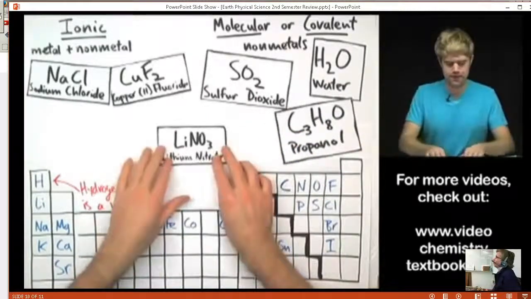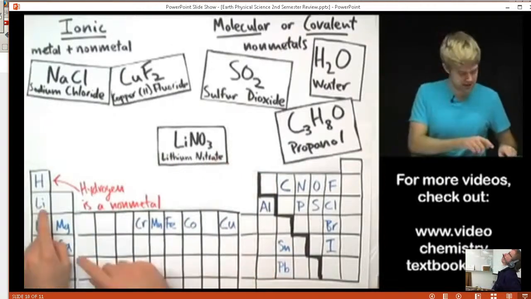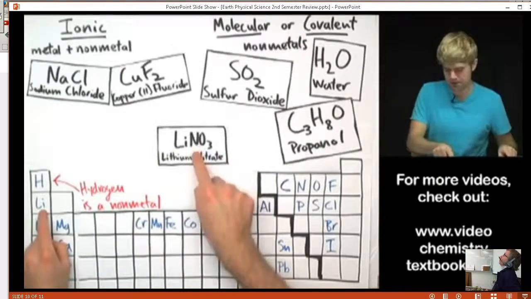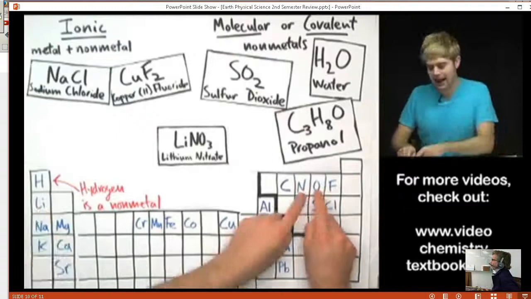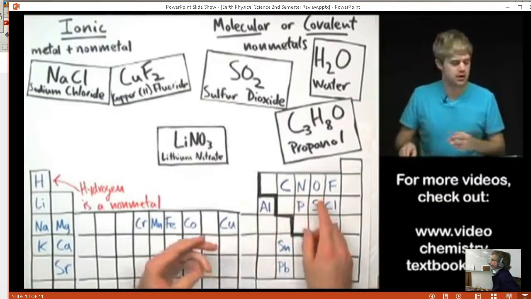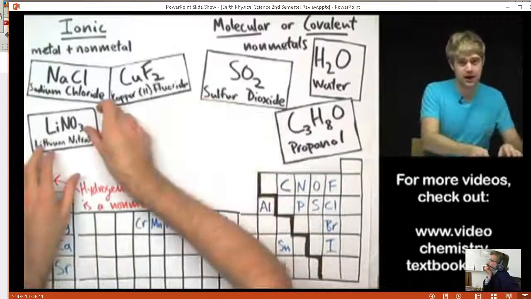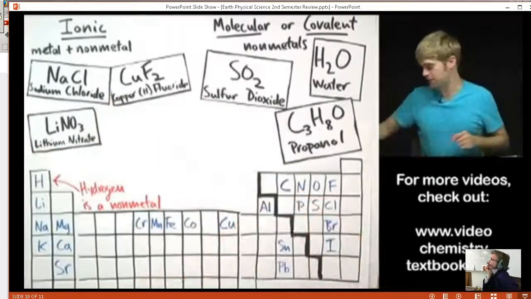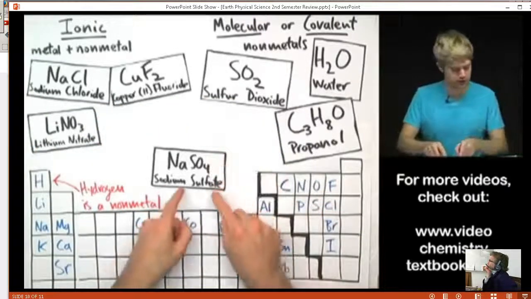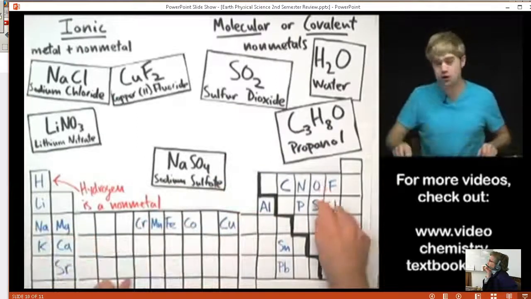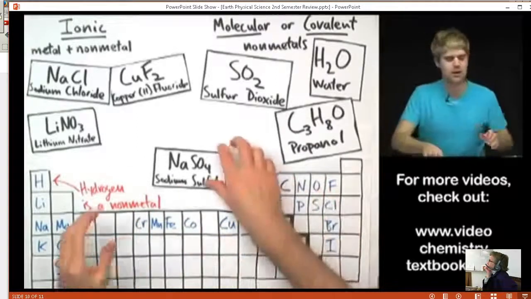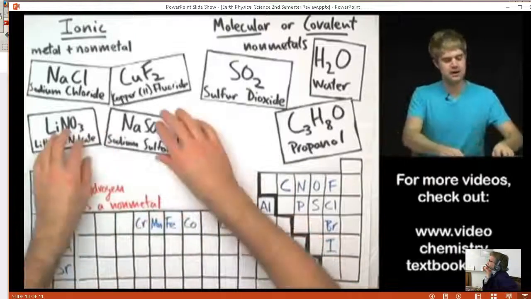Here's another example. Lithium nitrate has lithium, which is a metal, but then it also has nitrogen and oxygen, which are both nonmetals. So it's still got the metal, nonmetal thing going on, so it's an ionic compound, even though it has two nonmetals. And the same thing is true of sodium sulfate. It's got sodium, a metal, and two nonmetals, sulfur and oxygen, but metal, nonmetal means it's ionic.